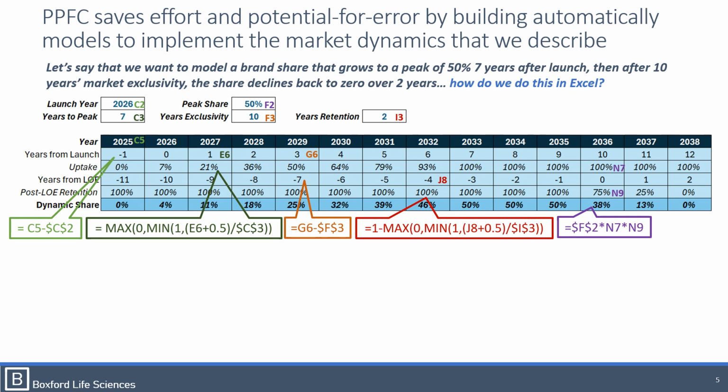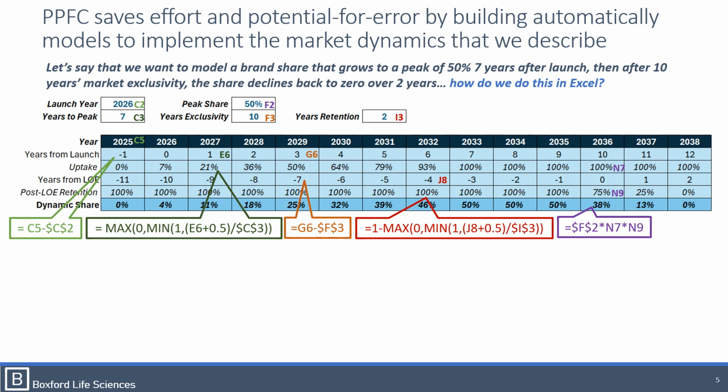To see how the descriptive approach used by PPFC makes modeling easier, consider how we would implement a typical piece of market dynamics. We want to create a dynamic brand share that grows from 0% to a peak of 50% over 7 years since launch. Then, after 10 years of market exclusivity, the brand share declines back to 0% over 2 years. In Excel, we would implement these dynamics on an annual basis as shown.